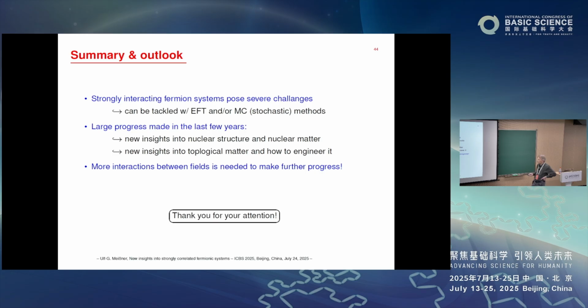And I think that more interaction between the fields is needed, because usually particle physics and nuclear physics people don't talk to condensed matter people and the other way around. But this, I think, is not beneficial to the field. You can see methods which have made large progress in one can make large progress in the other field and the other way around. So that's all I wanted to say. I'm open for questions. Thank you for your attention.